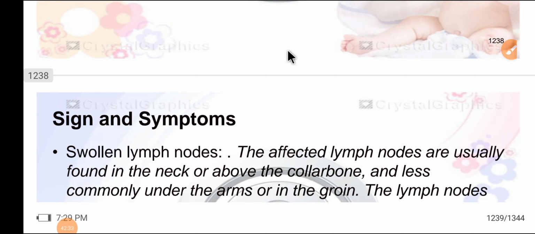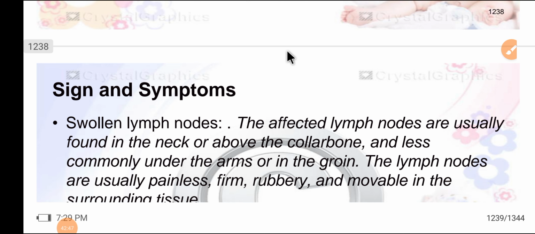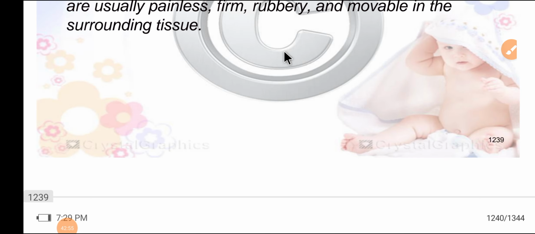Signs and symptoms. Swollen lymph nodes. The affected lymph nodes are usually found in the neck or above the collarbone and less commonly under the arms or in the groin. The lymph nodes are usually painless, firm, rubbery, and movable in the surrounding tissue.